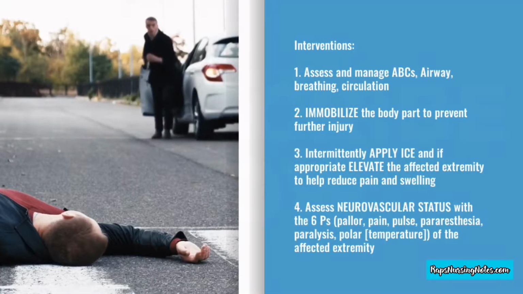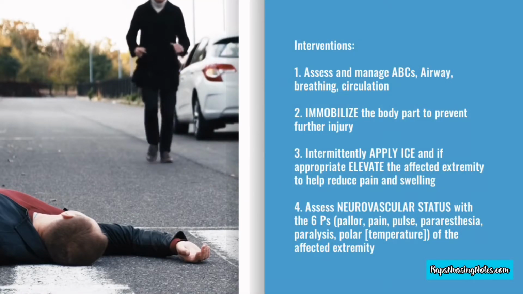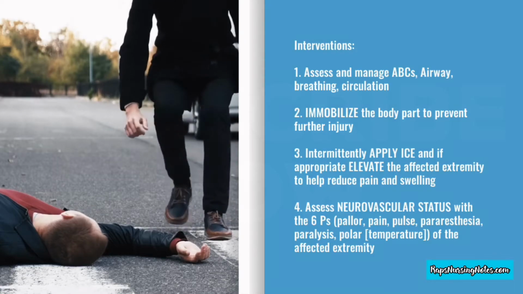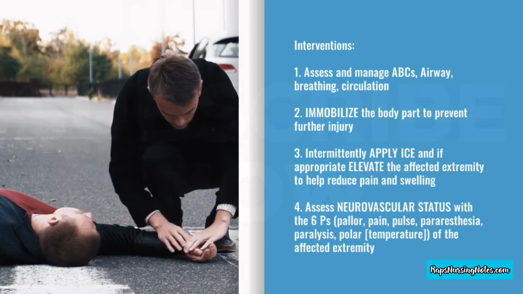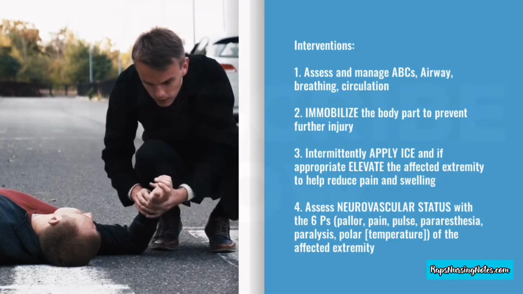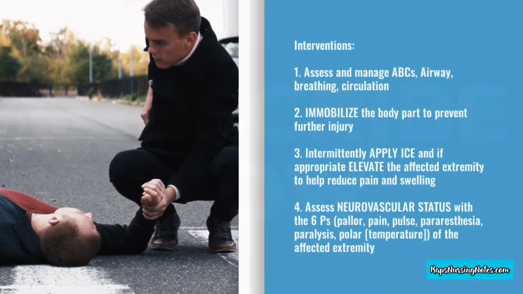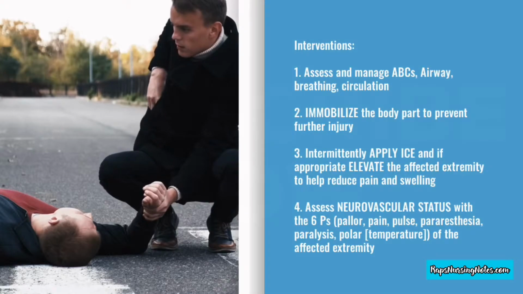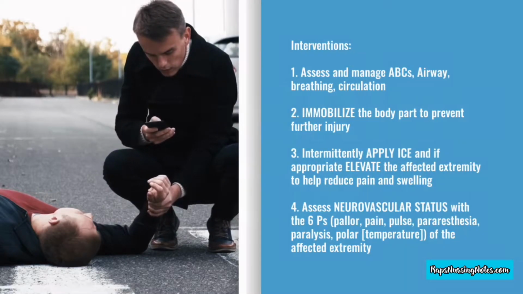Number 5. Your initial action as a future nurse in an event of a fracture is 1. Assess and manage their ABCs, airway, breathing, and circulation. 2. Immobilize the body part to prevent further injury. 3. Apply ice, and if appropriate, elevate the affected extremity to help reduce pain and swelling. And 4. Assess their neurovascular status using the 6 P's: pallor, pain, pulse, paresthesia, paralysis, and polar, meaning the temperature of the affected extremity.